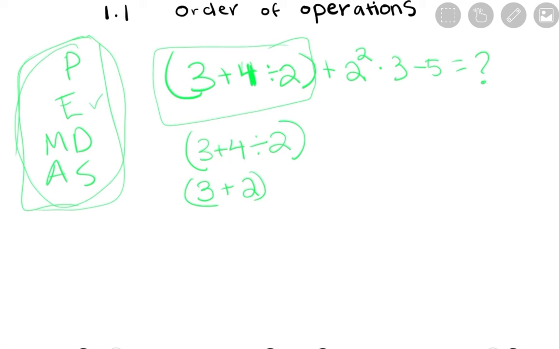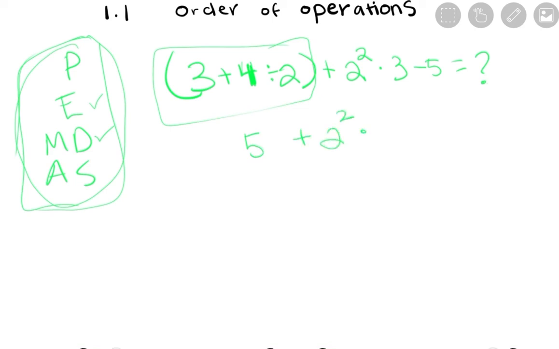Now that multiplication and division is complete, we're going to move to addition and subtraction. There's only one addition right here, so we're going to just do that. 3 plus 2 is 5. So now that there's only one number in the parentheses, we can take it out of the parentheses and put it back into the equation. So this is going to be now 5 plus 2 squared times 3 minus 5 equals what?